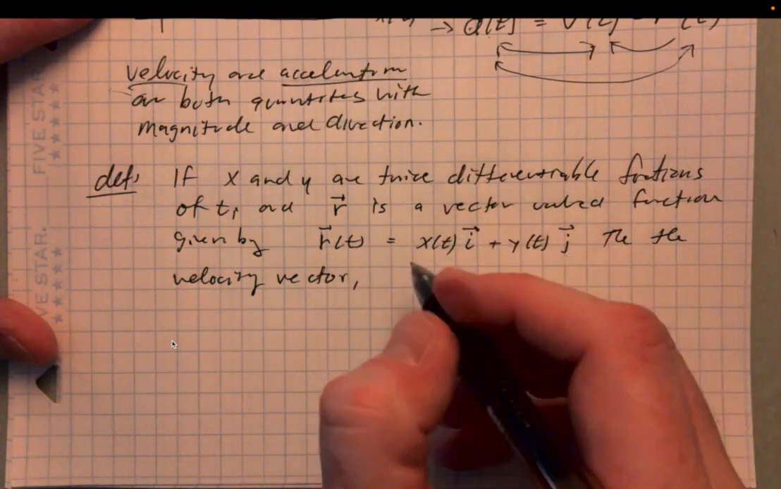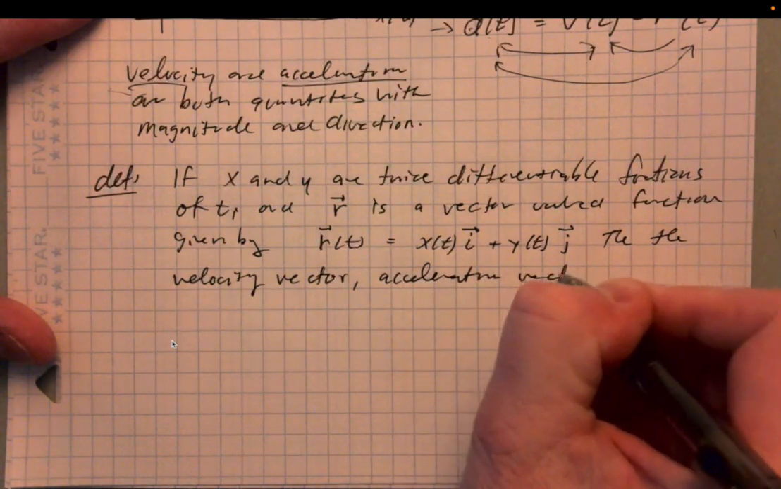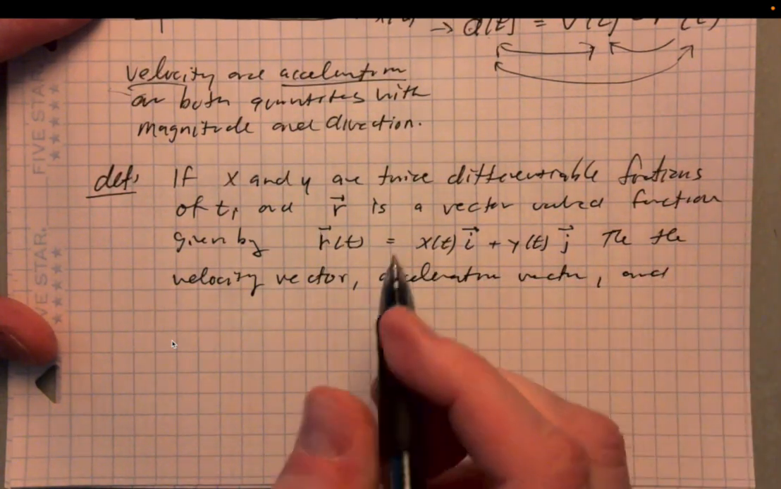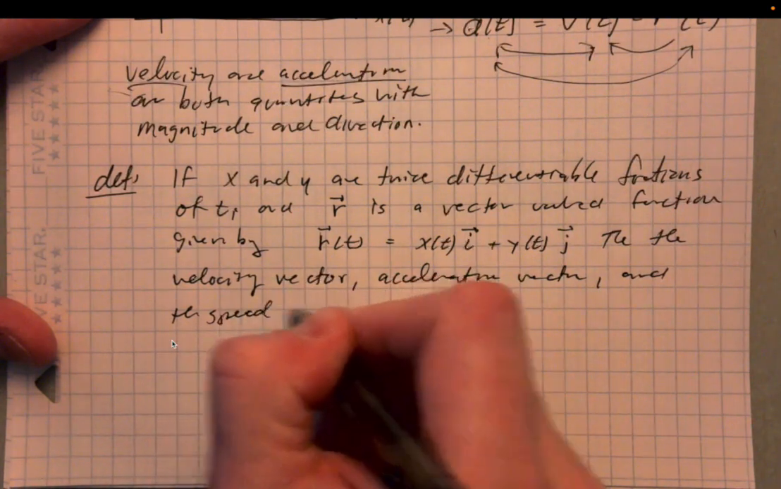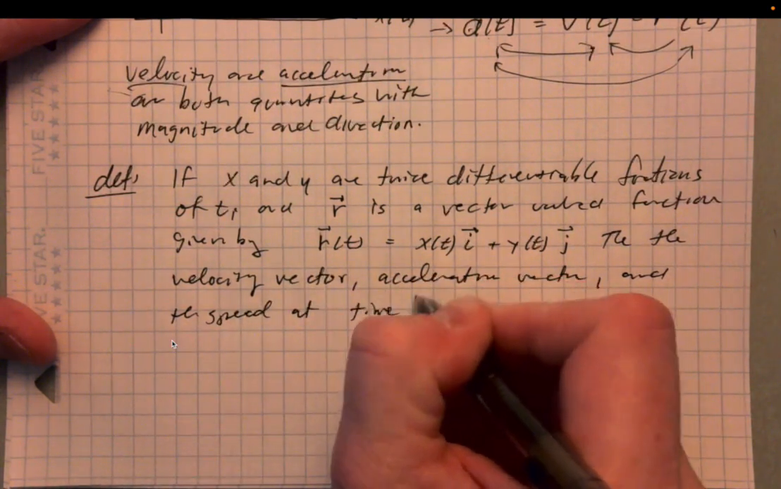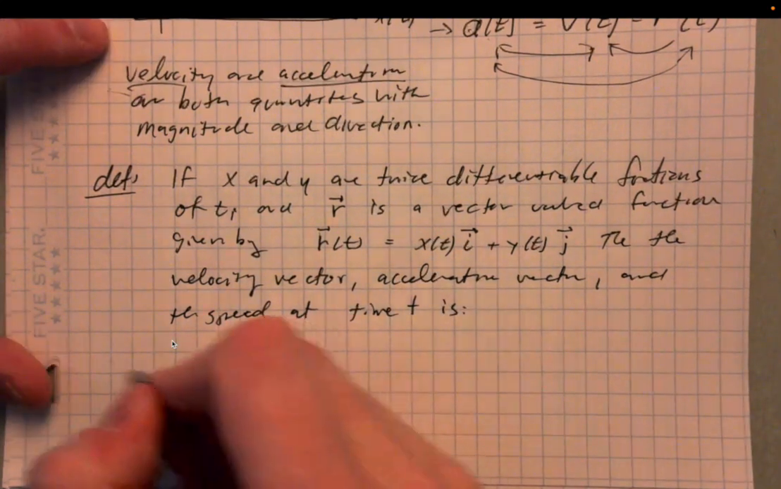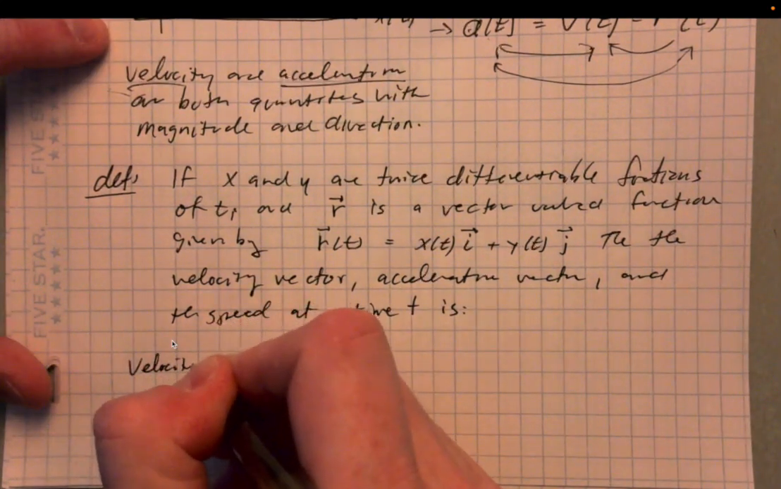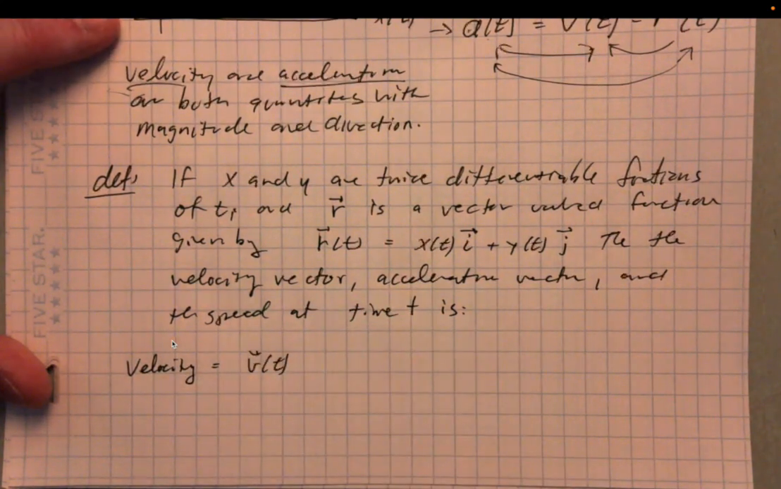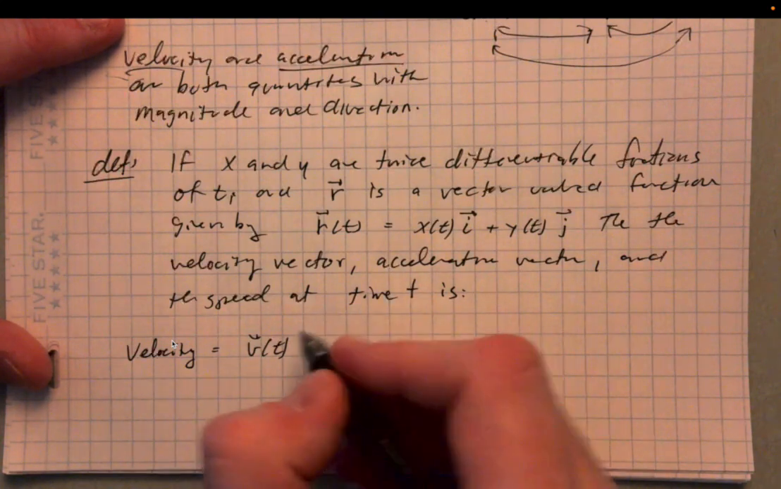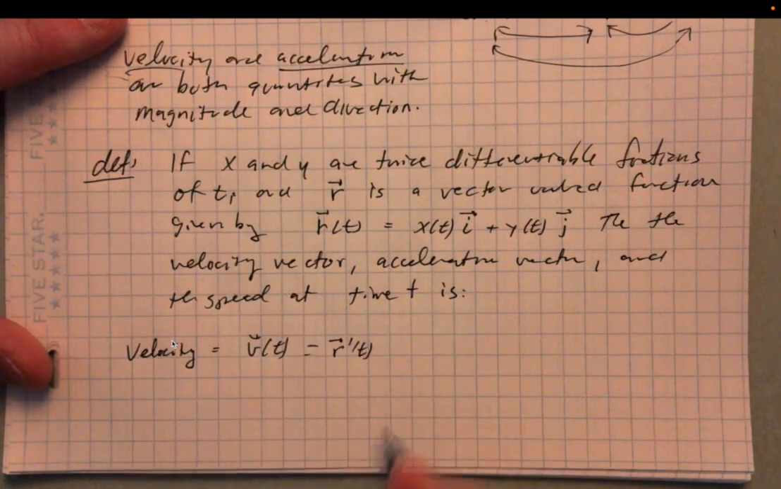acceleration vector, and the speed at time t are defined as follows. So the velocity, we call that v of t, a vector valued function of t, is equal to the derivative of the position vector.